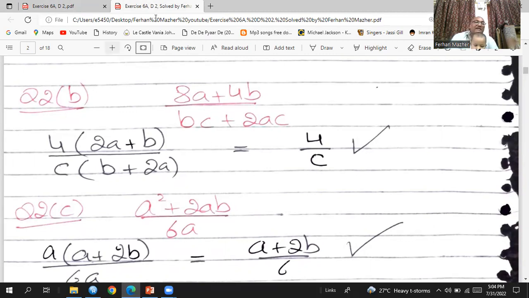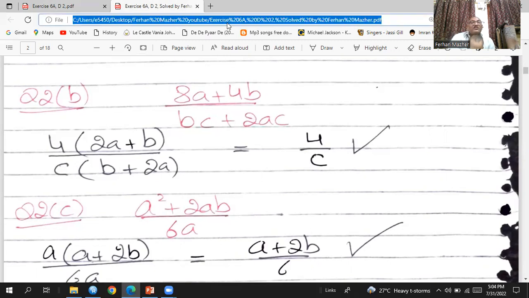So these two brackets can be cancelled with each other. So when they are cancelled, you are left with the 4 by c. So this is how you will do the question number 2, and it's B part.